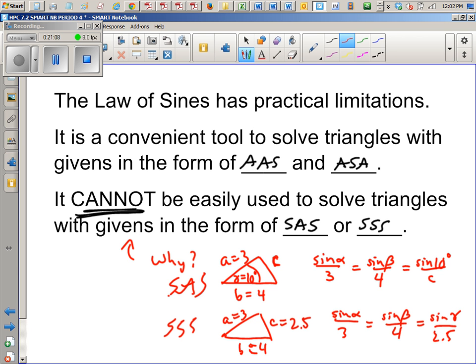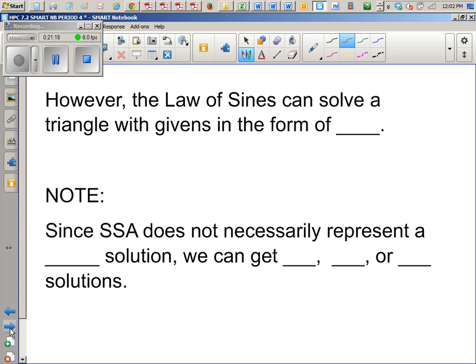So is that all it's good for? It can also solve one other kind, the SSA. The SSA. Okay? The law of sines can solve a triangle with givens in the form SSA. You might say, wait a minute. What do you mean SSA? That's not one of the rules in geometry.